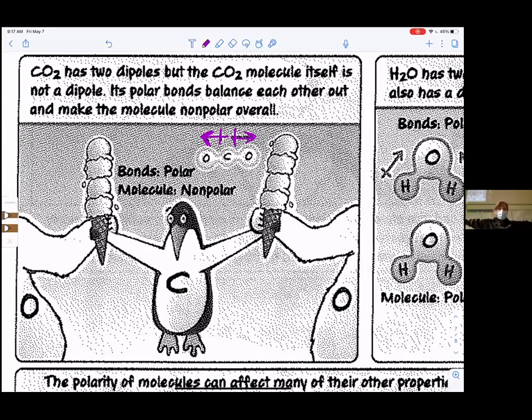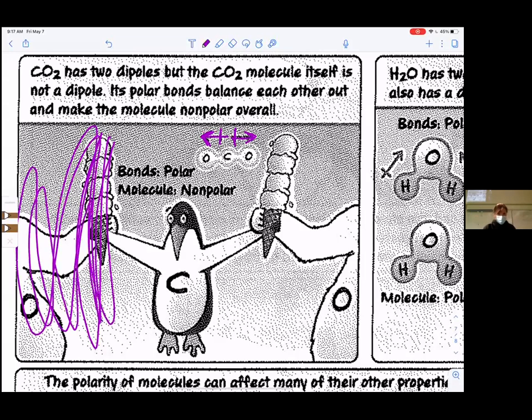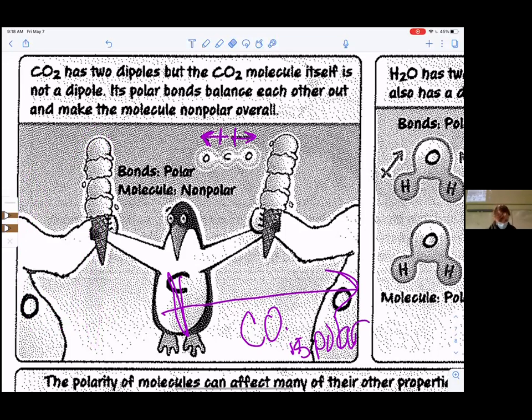So you can have two polar bonds in a molecule, but as long as they're being balanced, the molecule itself isn't polar. Now, if I had carbon monoxide where one of these didn't exist and the electrons were only going this direction, carbon monoxide would be polar. But that's not what we have. We have carbon dioxide. It's being pulled equally, and so the molecule itself is not polar.